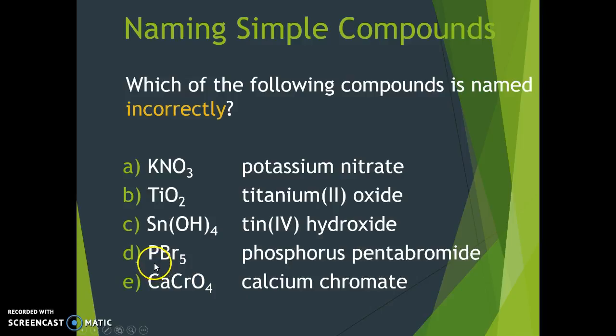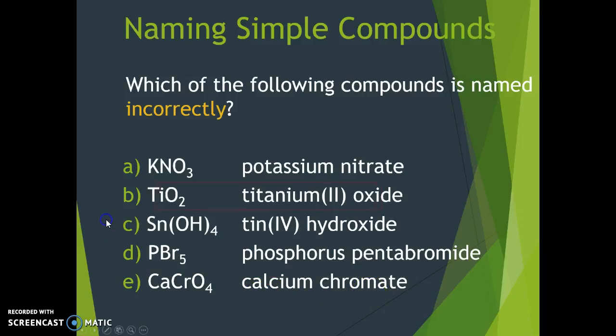Letter D. Phosphorus and bromine are both nonmetals, so this is a covalent compound. There's just one phosphorus, and the prefix for 5 is penta, so this is correctly named phosphorus pentabromide. Calcium is a metal that always has a +2 charge, so we don't need a Roman numeral, and it is bonded to chromate, so this is calcium chromate.